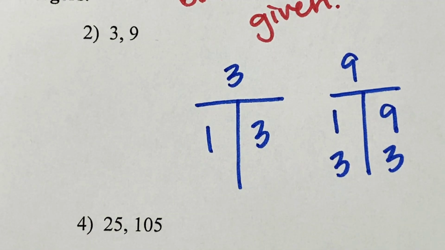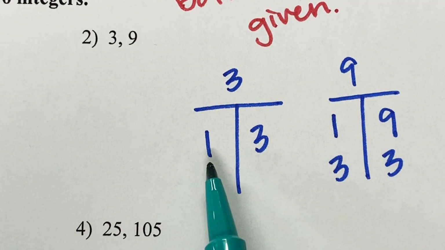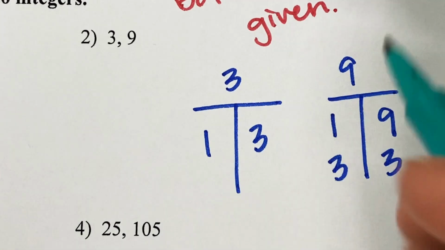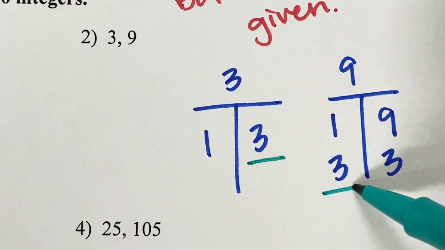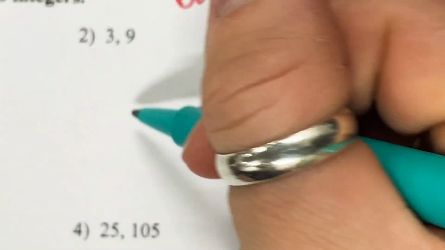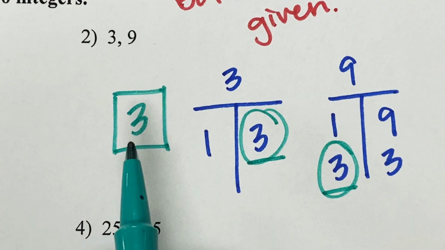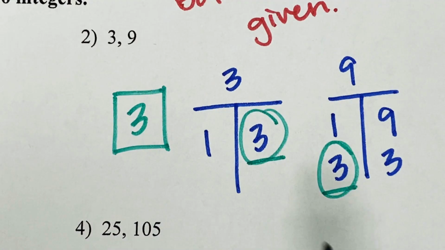What is the greatest or biggest number that's on both of those lists? Again, they both have 1. Hint, they're always both going to have 1. They both have 1, then 3 has 3, and then 9 also has 3. So again, we see that 3 is our greatest common factor. It's the biggest number that goes into both numbers.